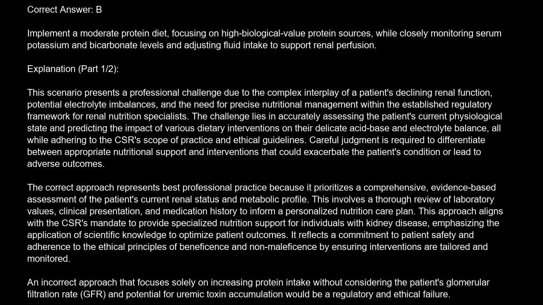This approach aligns with the CSR's mandate to provide specialized nutrition support for individuals with kidney disease, emphasizing the application of scientific knowledge to optimize patient outcomes. It reflects a commitment to patient safety and adherence to the ethical principles of beneficence and non-maleficence by ensuring interventions are tailored and monitored.